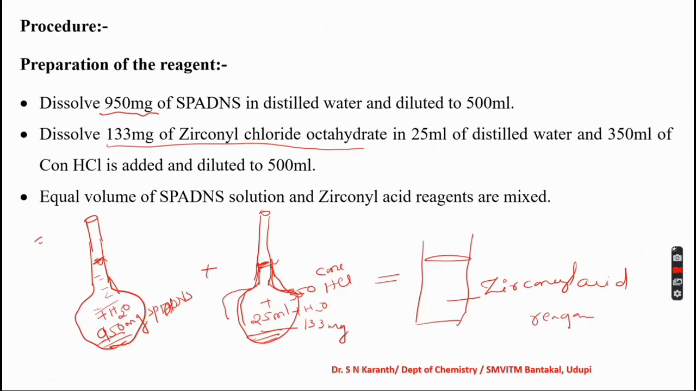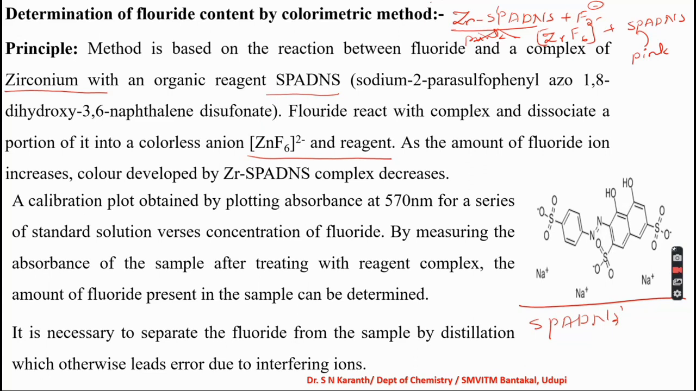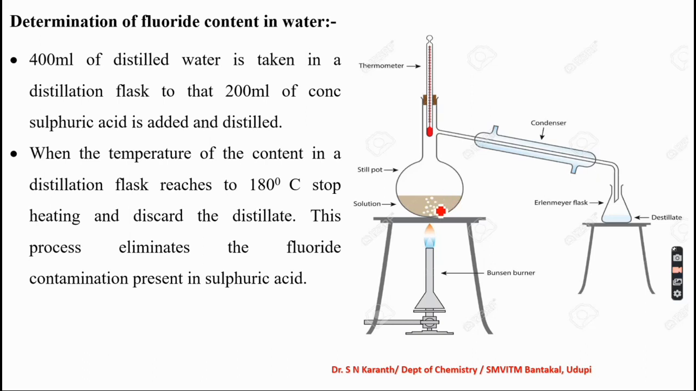The water should be free from interfering ions, as already discussed in the principle part. It is necessary to separate the fluoride from the sample by distillation, which otherwise leads to error due to interfering ions. So first we take 400 ml of distilled water. To that, 200 ml of sulfuric acid is added. Then it is distilled and continuously heated. When the temperature of the solution in the distillation flask reaches 180 degrees Celsius, stop heating and discard the distillate. The first distillate should be discarded because it eliminates the fluoride present in the sulfuric acid.